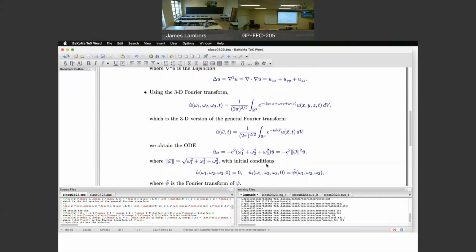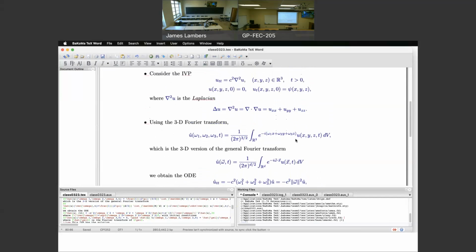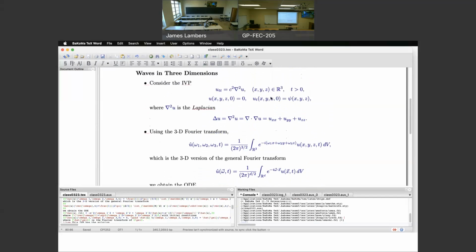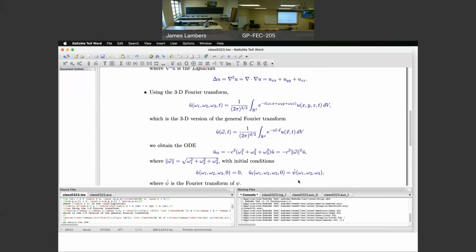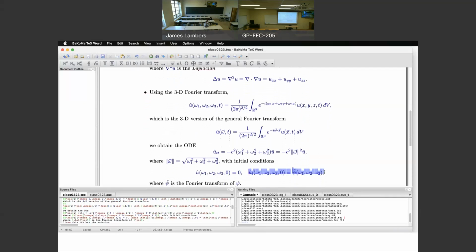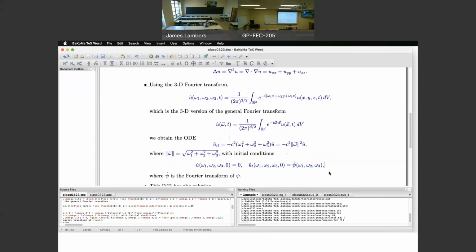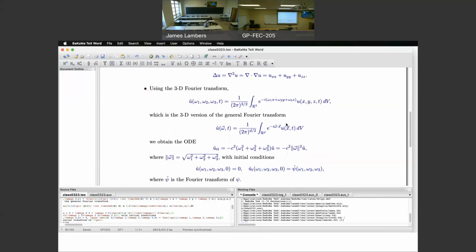These are initial conditions. We take the original initial conditions and we just take the Fourier transform of those. So we'll have 0 for the first one, and then the Fourier transform of psi for the second one. And that leads us to this initial condition here. Any questions up to this point?